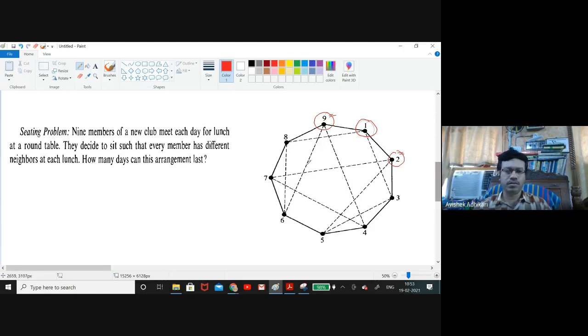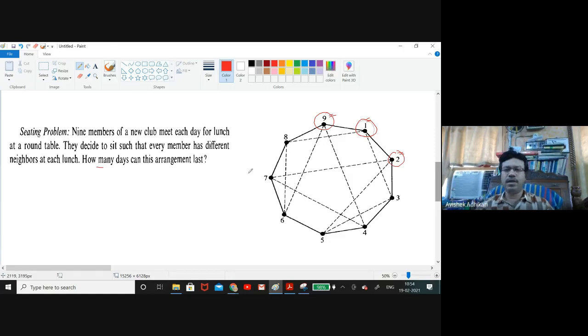Okay. So the question is, how many days can this arrangement last? That means if they want to continue with this process, maximum how many days can they continue, so that each member will have different neighbors. So each member will have two different members as neighbors. So they will want two different members each day. So how many days can they run it?